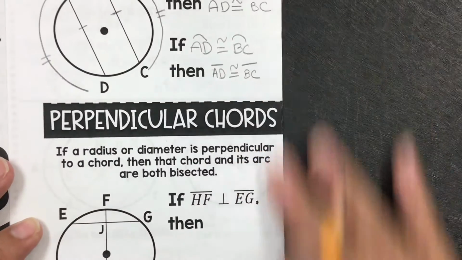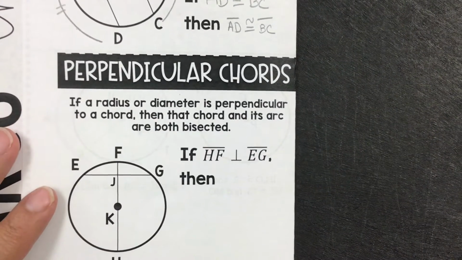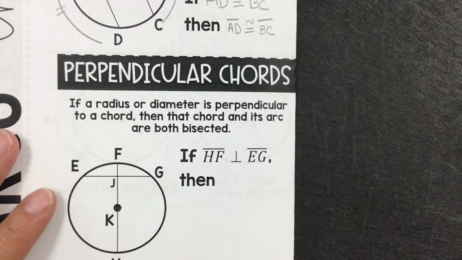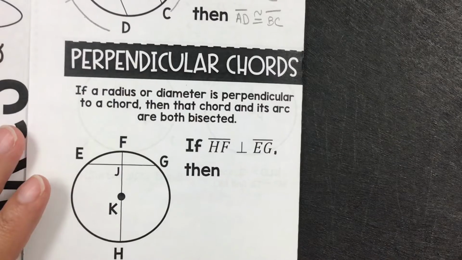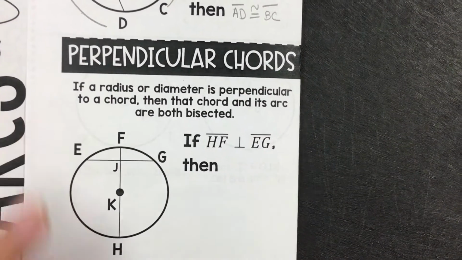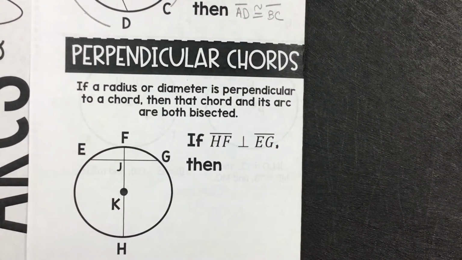On the next one, it says perpendicular chords. If a radius or a diameter is perpendicular to a chord, then that chord and its arc are both bisected. Remember, bisected means they're cut in half.